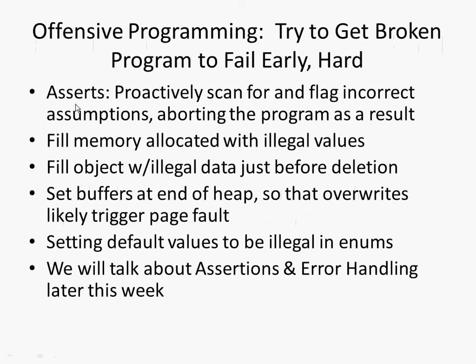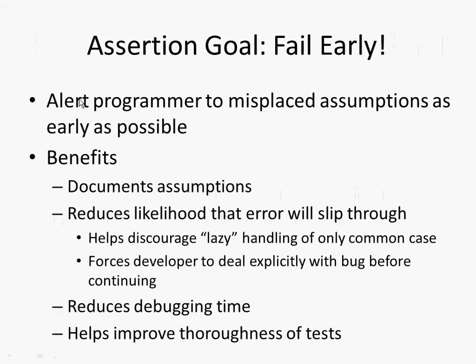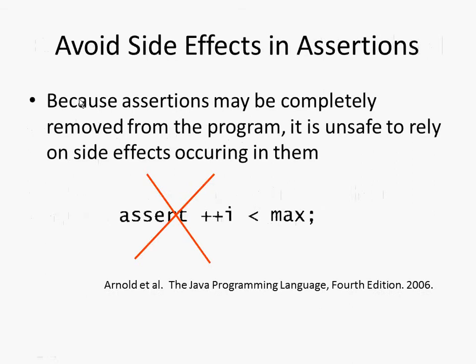Offensive programming includes things like assertions, the use of assertions, and we'll be talking about that. And the idea here is to make a program that's faulty fail as soon as possible. Using assertions is something that declares explicitly what our assumptions are in the model, and if those assumptions are false, it will fail and we'll be alerted to it as soon as possible.